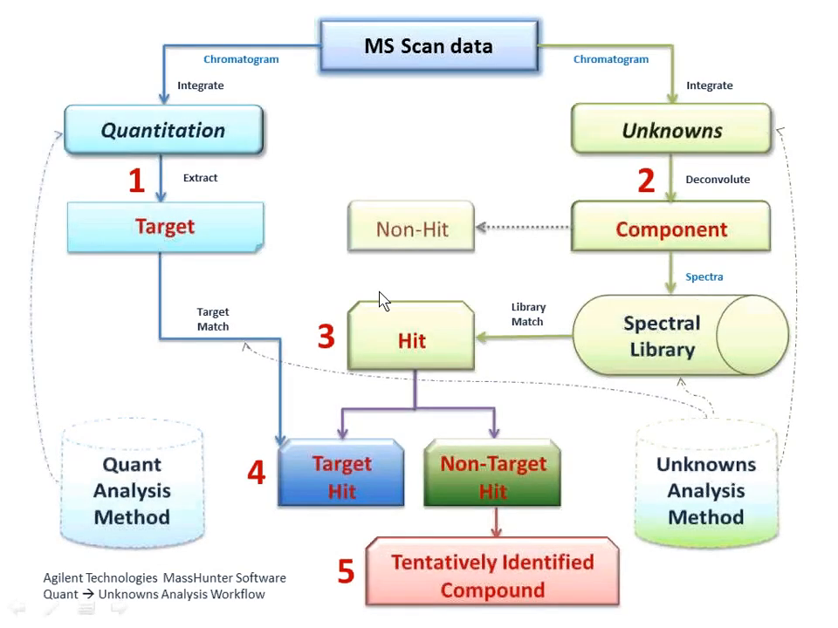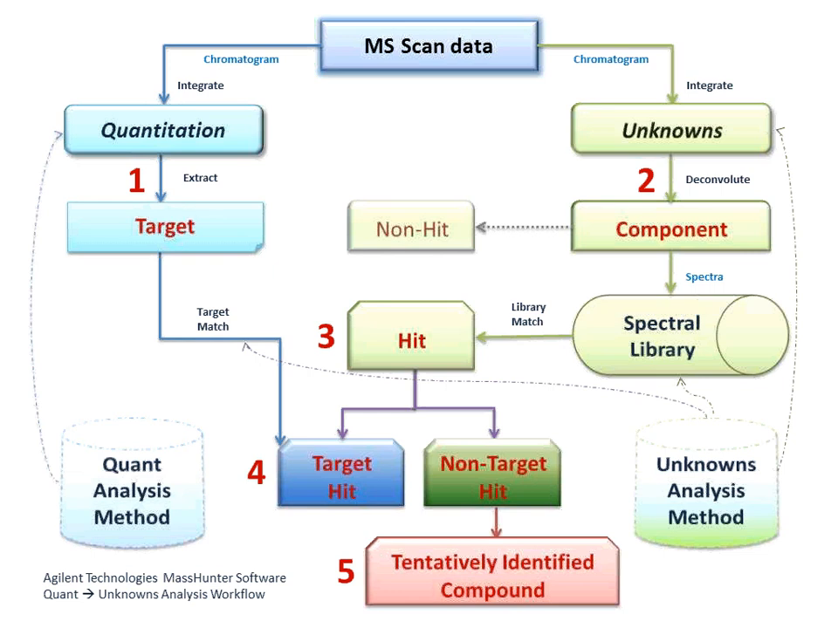Step 5 of the Quant unknowns analysis workflow involves promoting non-target hits to tentatively identified compounds. Tentatively identified compounds would be those contaminants that you would consider cause a problem, those compounds that deserve further investigation, for example, with an interactive discovery tool like Quant.